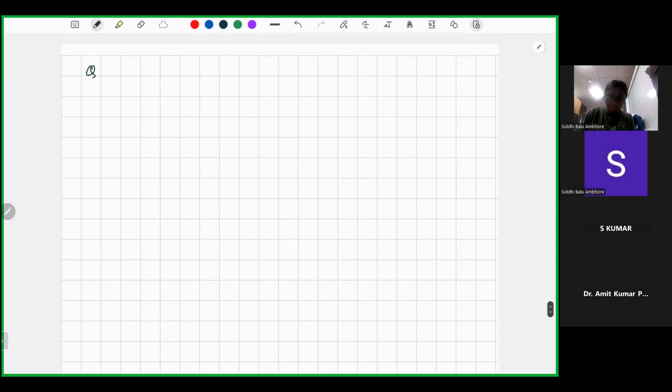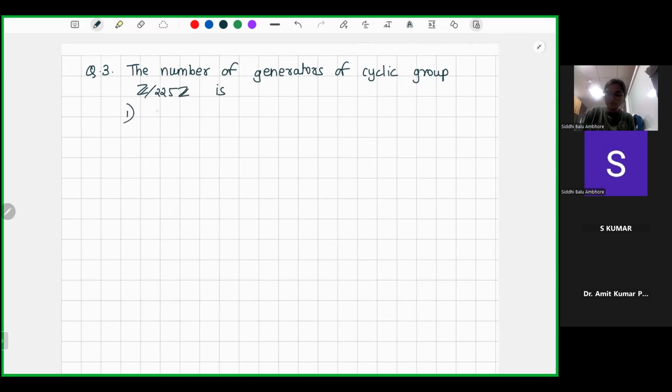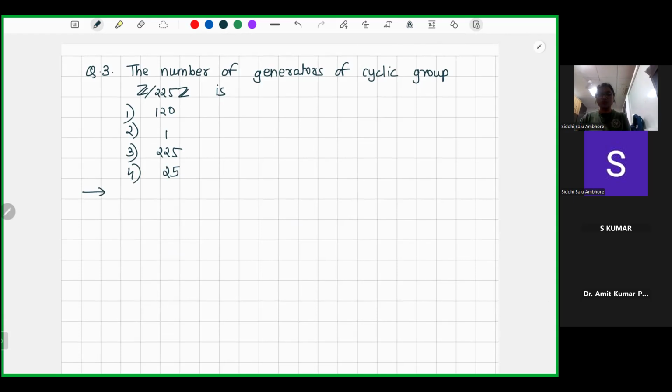Okay, so I hope this was okay. Let us move to the next question. Question 3. The number of generators of the cyclic group Z mod 225 is: first 120, second 1, third 225, and fourth 25. So any guesses for this? 120. Yeah, it's correct.